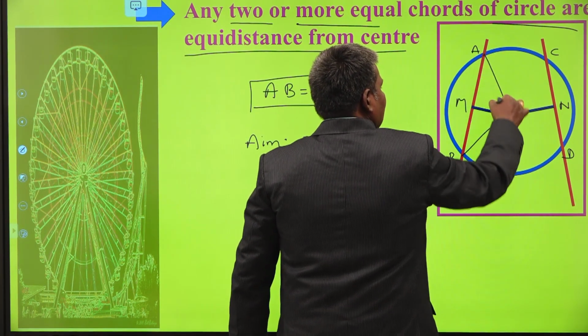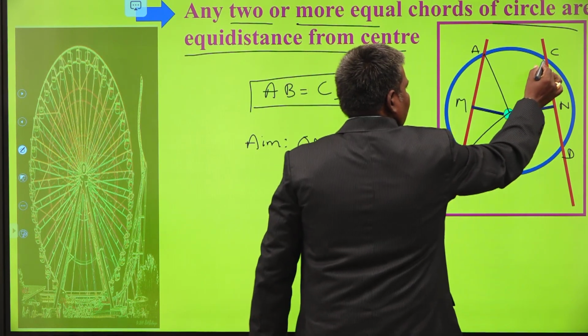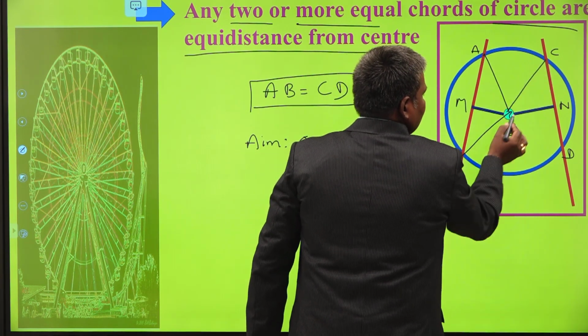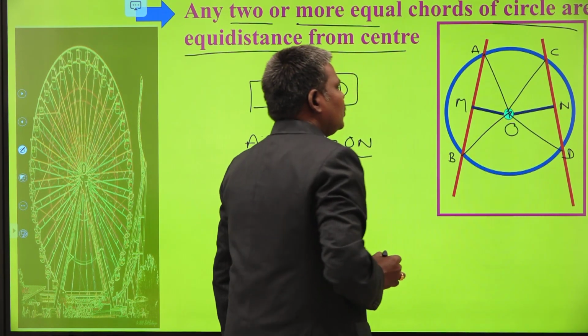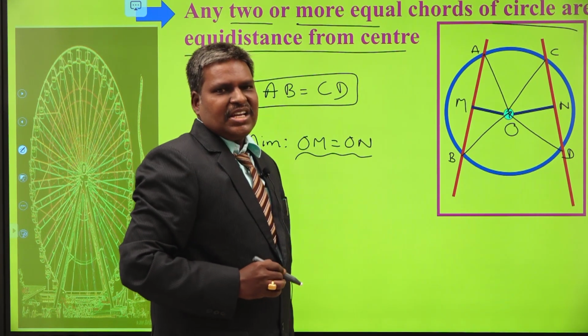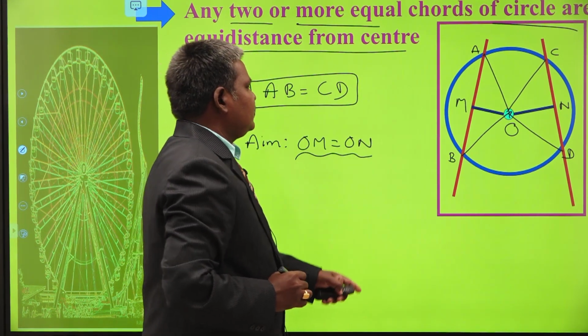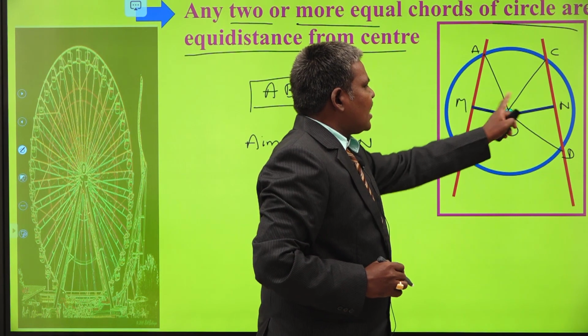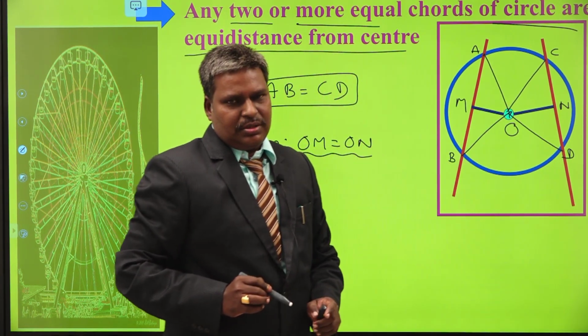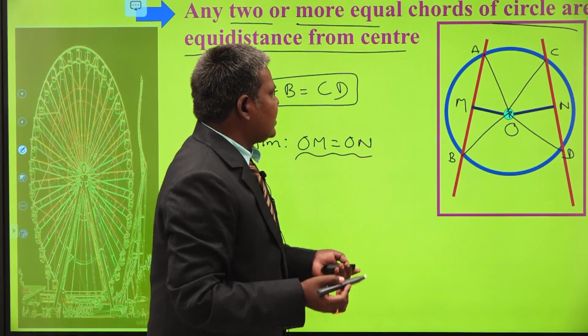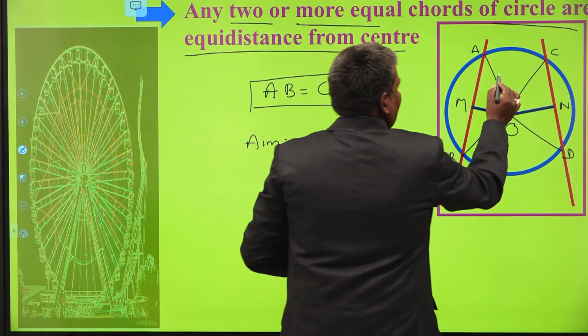This is the line joining A to O, B to O. This is O to C, this is O to D. Dear students, observe the diagram. These two triangles, are they congruent or not? That is my question. Yes, these two triangles are congruent.